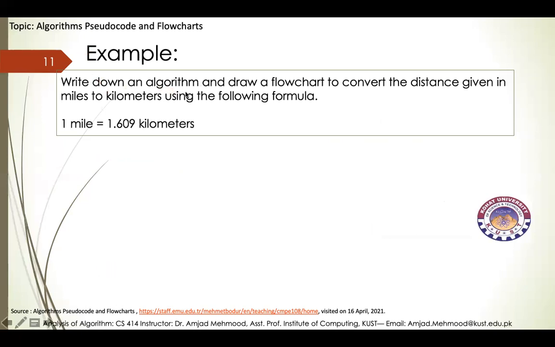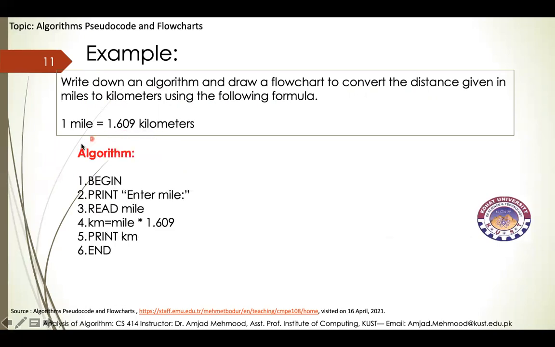Now write down an algorithm and draw a flow chart to convert the distance given in miles to kilometers using the formula. For that you must have a formula. So 1 mile is equal to 1.609 kilometers. So this is how the algorithm or pseudocode is written. So enter mile, and then the mile will be multiplied with 1.6, and this is how it will be converted to kilometer, and then it will be printed.